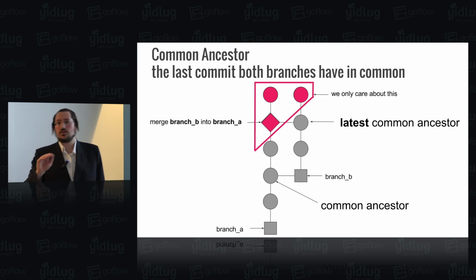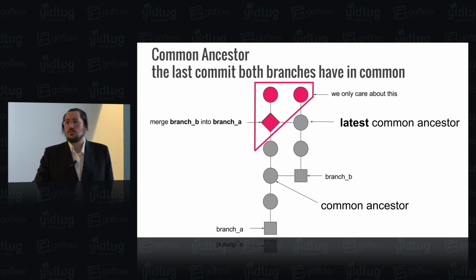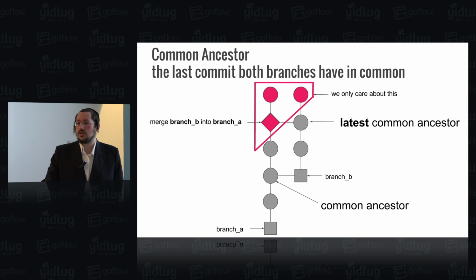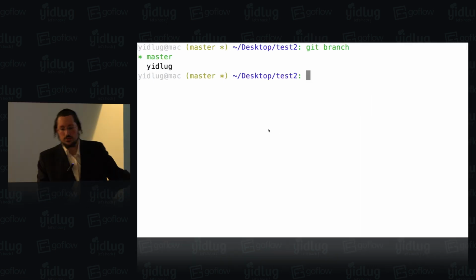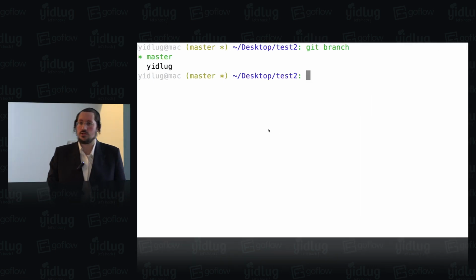So in Git, when you create a branch, branches are not deleted when you merge in. All the branches stay alive till you delete them. You can delete branches, but everything stays. You have to manually delete branches. I'll show you an example. Let's say we actually merged YIDLUG into master, so we don't care about YIDLUG anymore. We're going to delete it.